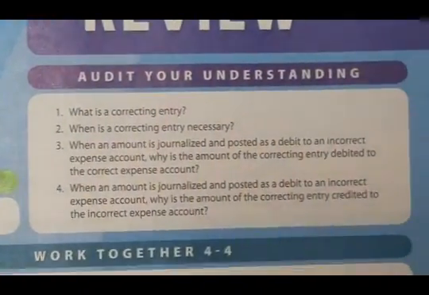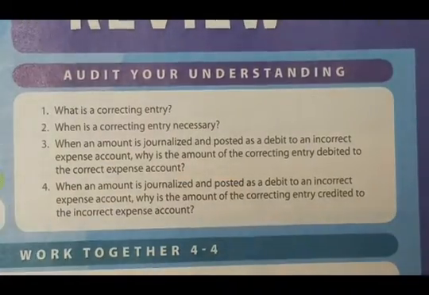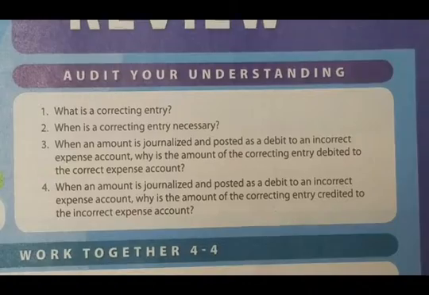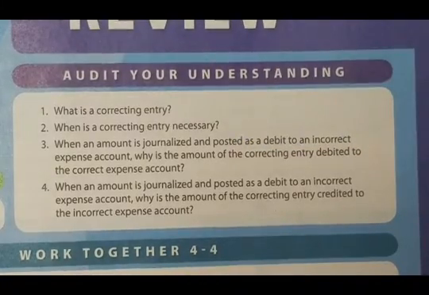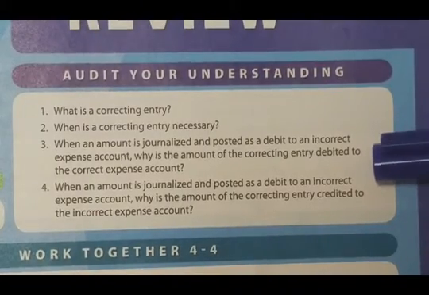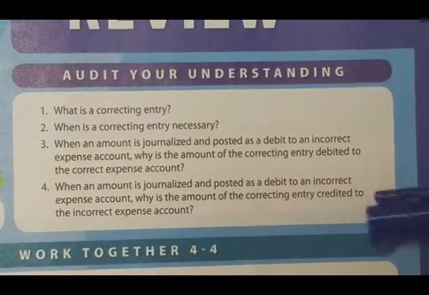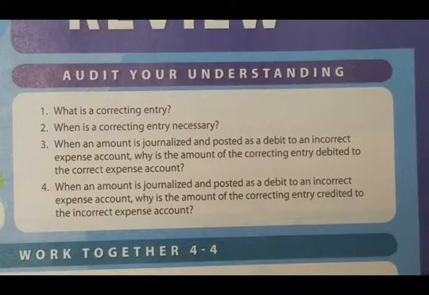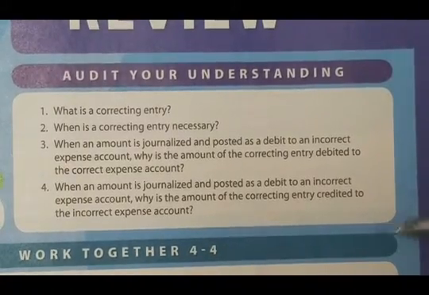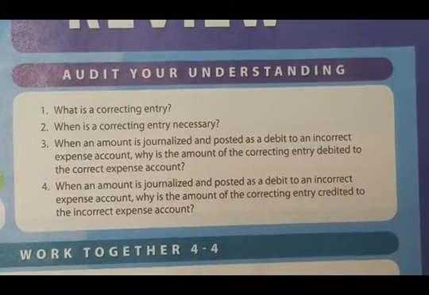Okay. Audit your understanding questions. There are 4 of them this time. So what is a correcting entry? Well, we just did that with the terms, so you don't have to rewrite it if you don't want. When is it necessary? And then when an amount is journalized and posted as a debit to an incorrect expense account, why is the amount of the correcting entry debited to the correct one? And when an amount is journalized and posted as a debit to an incorrect expense account, why is the amount of the correcting entry credited to the incorrect one? Okay, you should be able to answer those. I just talked about that with the undoing and doing what you should have done in the first place.